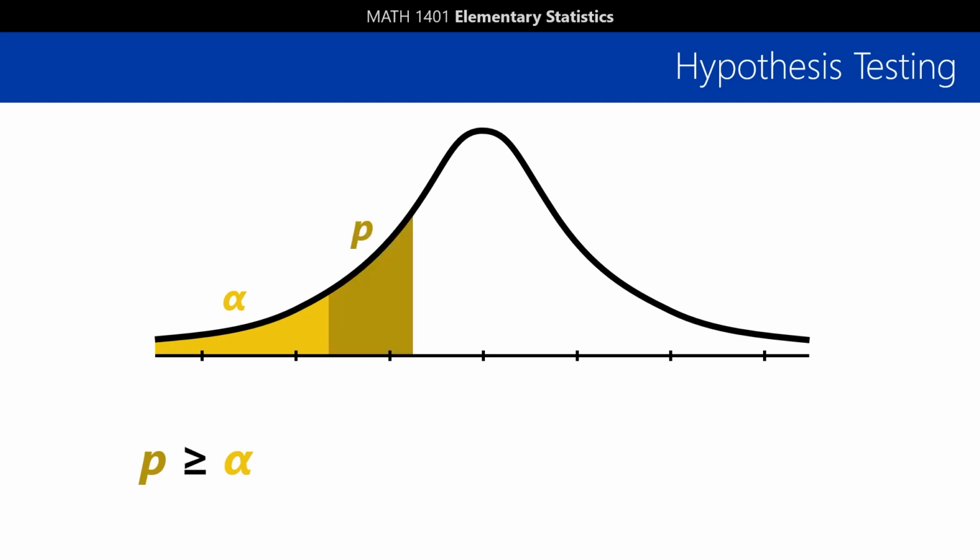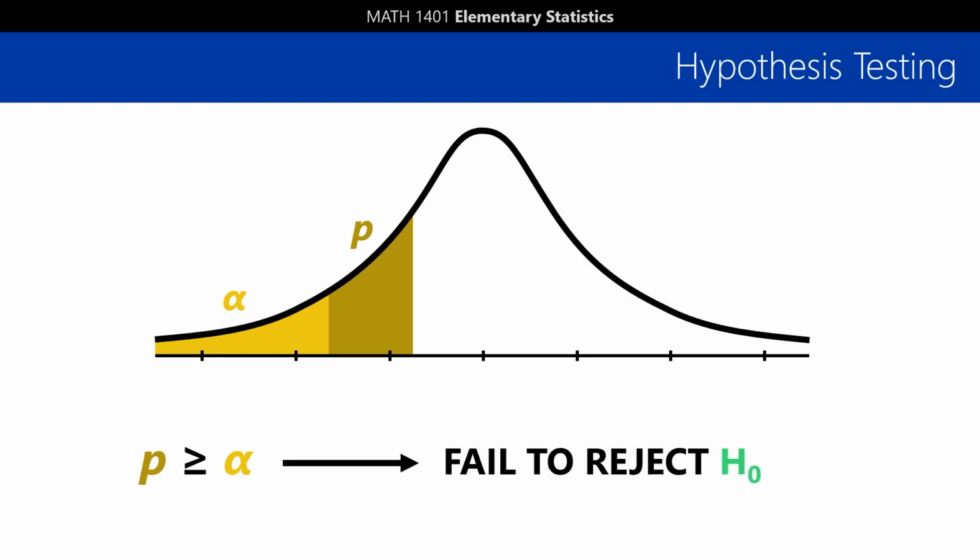If, on the other hand, the p-value is above our threshold of alpha, then it's not far enough out of the ordinary to conclude that anything is off. That means we don't have enough evidence to reject the null hypothesis. We say that we fail to reject it.